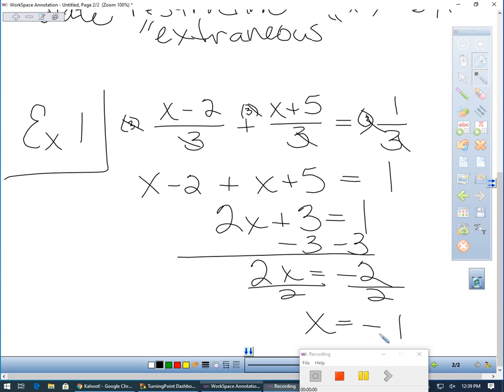Now who can tell me why I didn't ask about restrictions this time? Yeah, there's no x in the denominator, right? So there isn't any restrictions because there is no variable in the denominator. So this is what we're doing today. Any quick questions before I keep going? All right. So no graphing today. How's that?